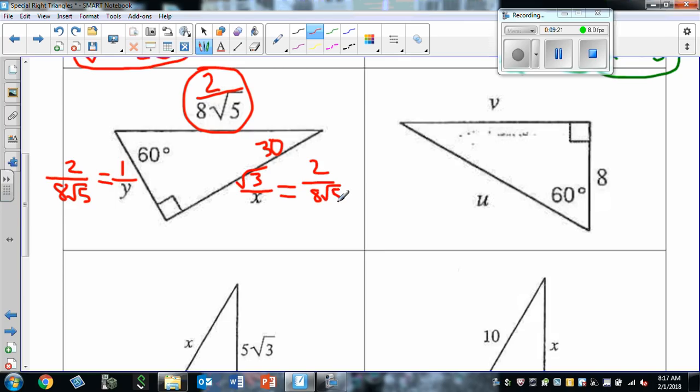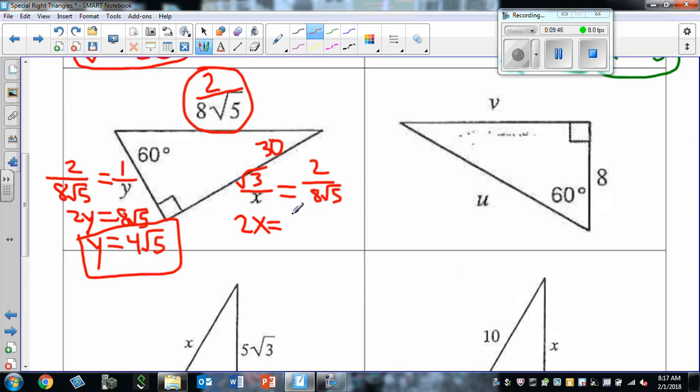I'm going to solve this one just so you can see, and the rest I'll probably just set up. Here I would have 2y equals 8 root 5. Divide by 2, since it's an outside number, I'm dividing it with the 8, so I get 4 root 5. So much fun. Over here, when I cross multiply, I have 2x equals. 8 is the only thing outside, so it will stay outside. 3 is inside, 5 is inside. 3 times 5 is 15.